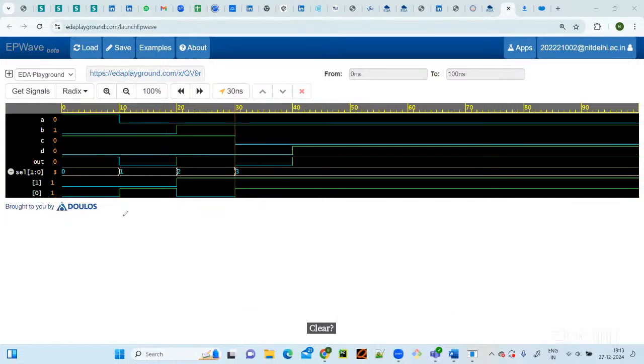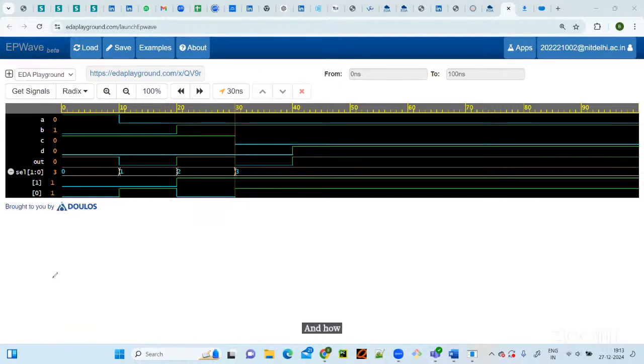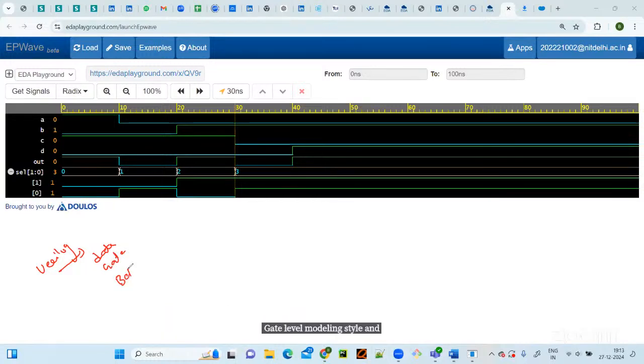Okay, in the past few days, we have tried to learn what Verilog is, what VLSI is, what the different roles offered in the VLSI industry are, and, if you want to enter the industry, what the roadmap or pathway is. And in Verilog, we have seen data flow style of coding, gate level modeling style, and behavioral modeling style.